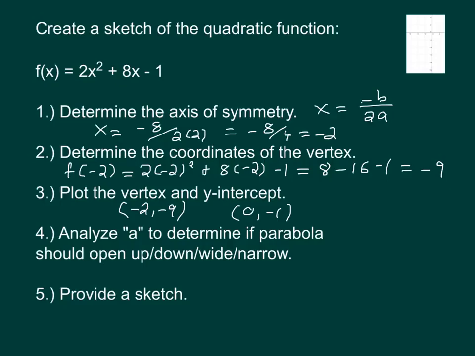I can analyze a to determine if the parabola should open up or down and wide or narrow. Now, in this particular case, because my a is 2, which is positive, I know it's going to open up. And because 2 has an absolute value greater than 1, I know it's going to be relatively narrow. So now I'm going to go ahead and graph this on this coordinate grid.